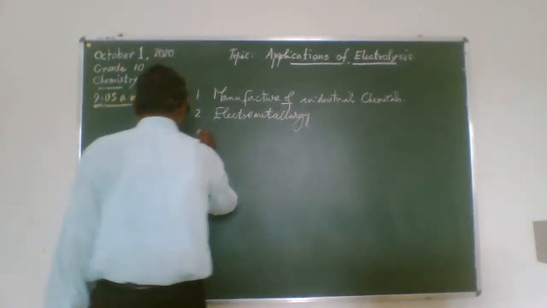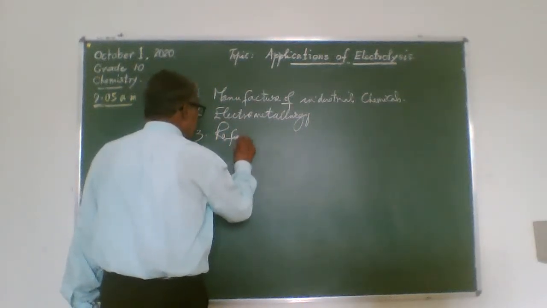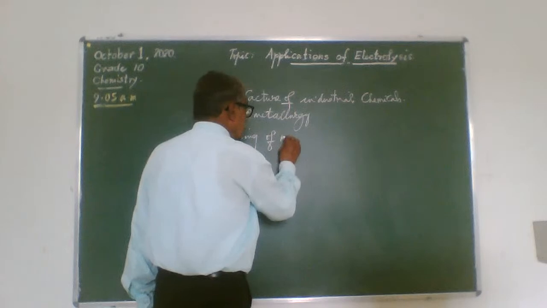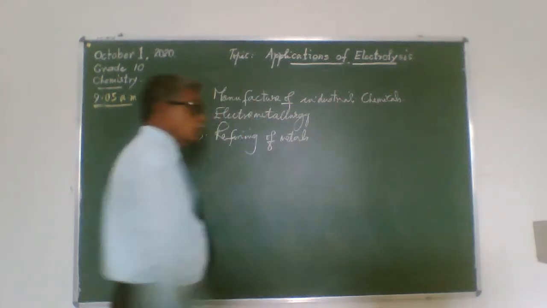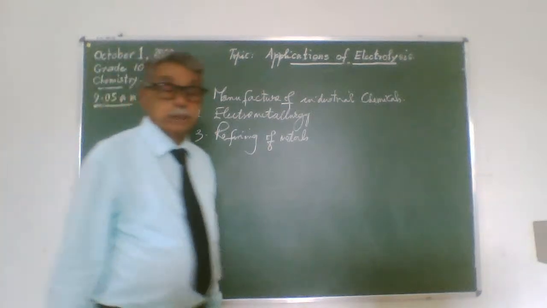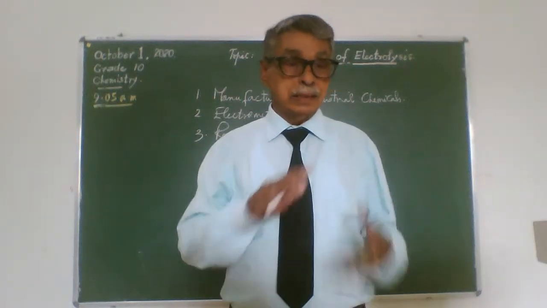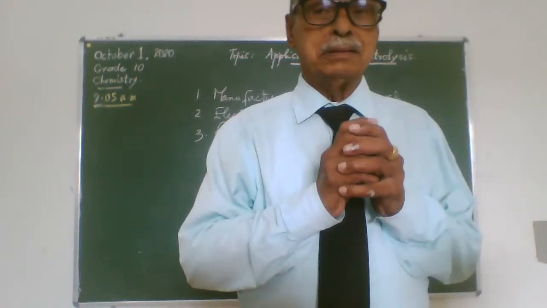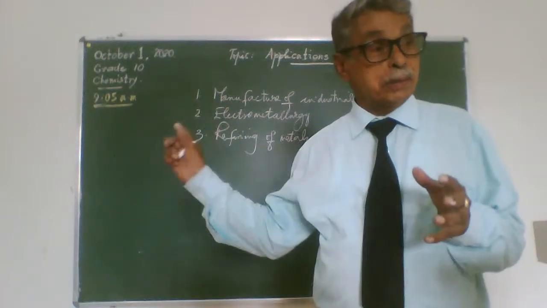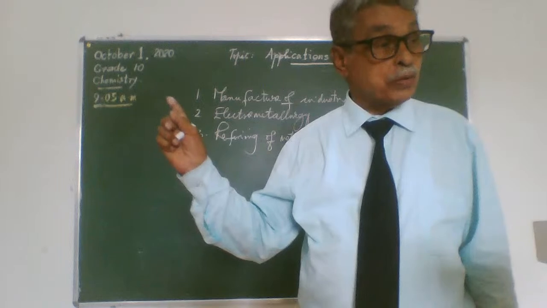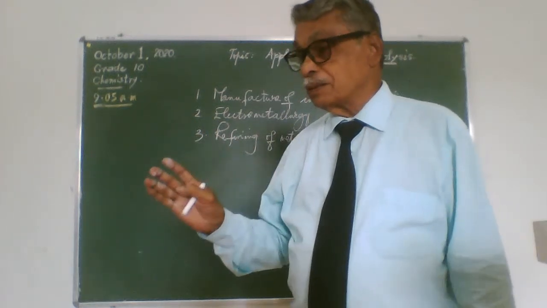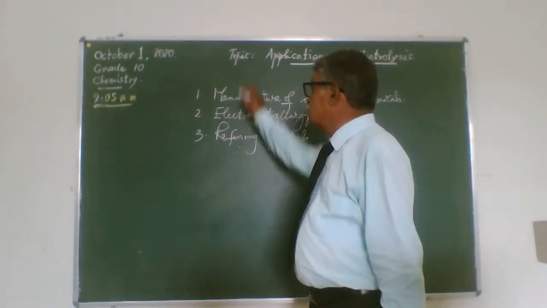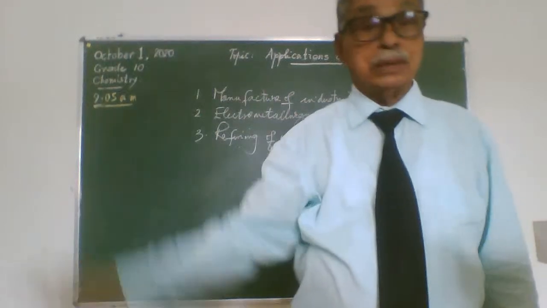The third one is refining of metals. Some metals, when we extract those metals, they are contaminated. They contain other things also. It's not a very pure metal. From the coarse metal to get a pure metal, we use refining. From coarse metal, getting pure metal is called refining. Refining of metals is also an application of electrolysis.